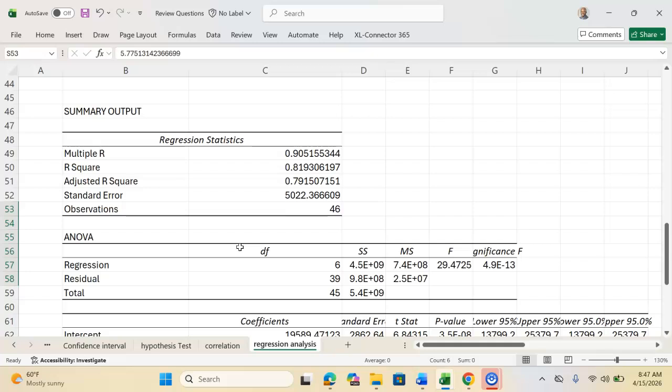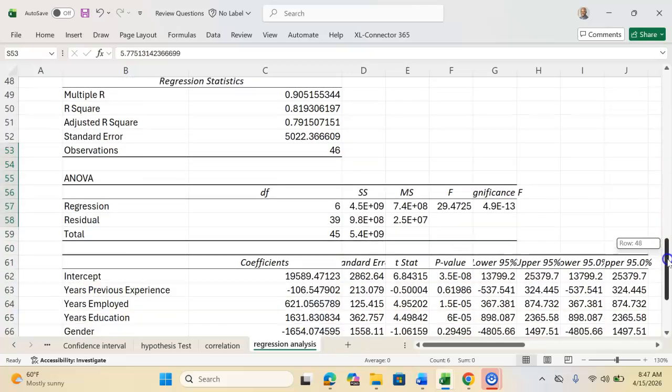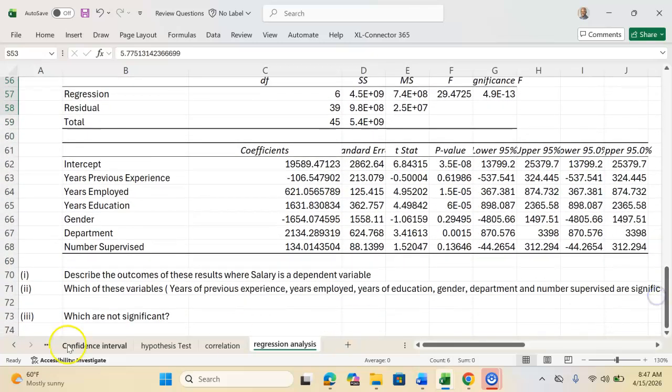This one was actually provided as a question. So I may give you the outcome of the regression like this and ask you to describe the outcomes of these results where salary is a dependent variable. If salary is the dependent variable, you can see that we have these other variables: years of experience, years employed, years of education, gender, department, and number supervised.